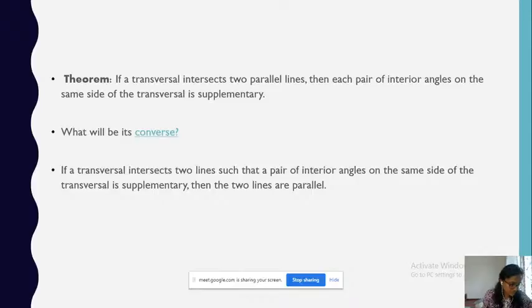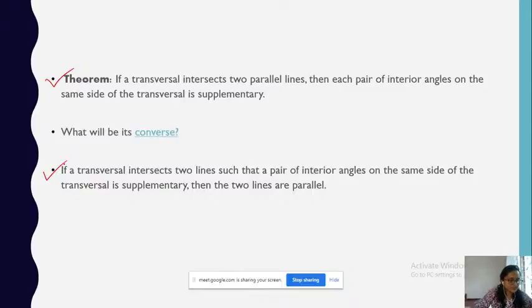If a transversal intersects two lines such that a pair of interior angles on the same side of the transversal is supplementary, then these two lines are parallel. Now write this down in your notebook, children. So this is the theorem that we have discussed in the last class, and this is its converse. Now we are going to prove this.